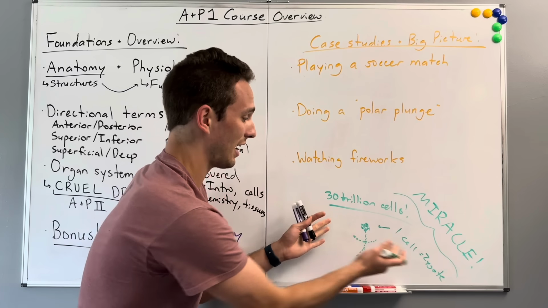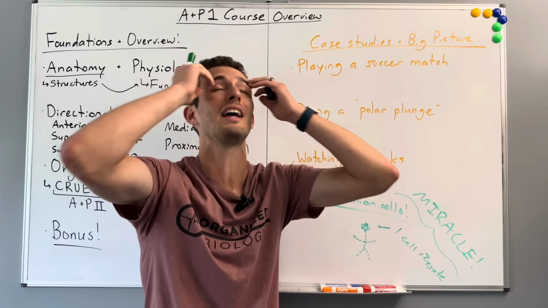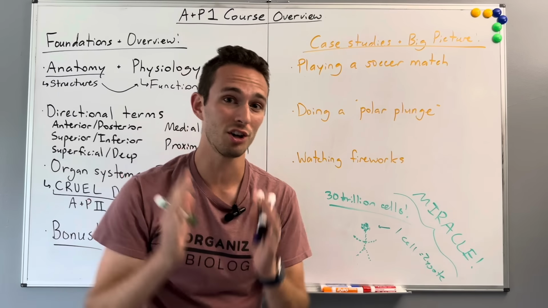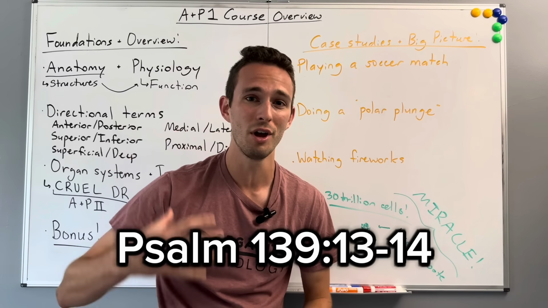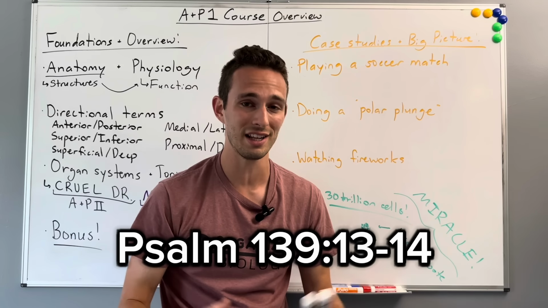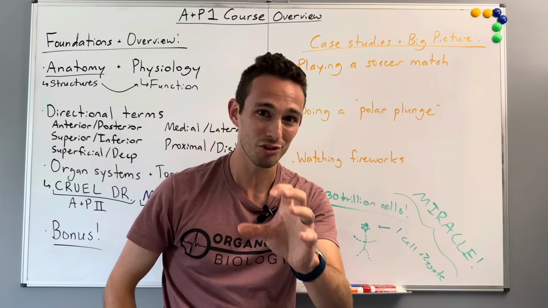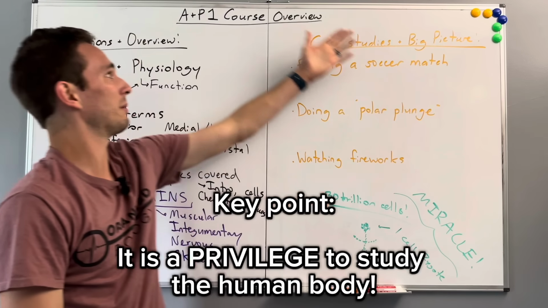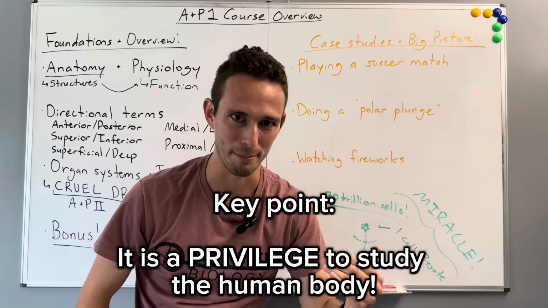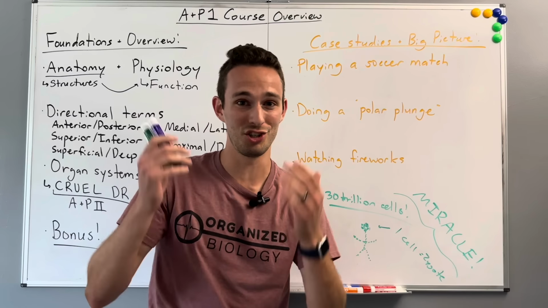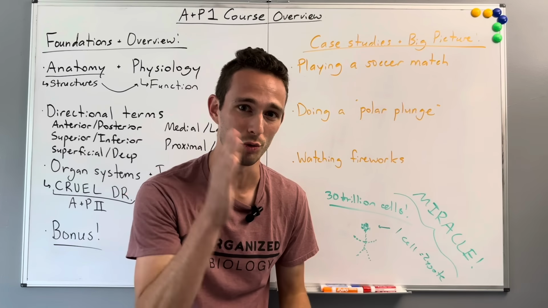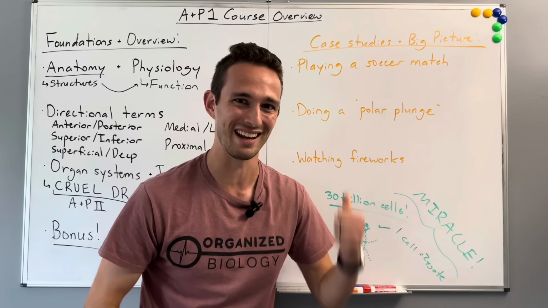We try to understand how this process happens, but it just pales in comparison to the complexity of what actually needs to happen. So I would encourage you, go read something called Psalm 139, verse 13 through 14. It explains how God literally knit you together in your mother's womb. And it is a privilege to even be able to study this amazing topic. So whether or not you agree with me, Jesus loves you. He's made your body beautifully, fearfully, wonderfully, and you are a miracle. So let's get started in this course.